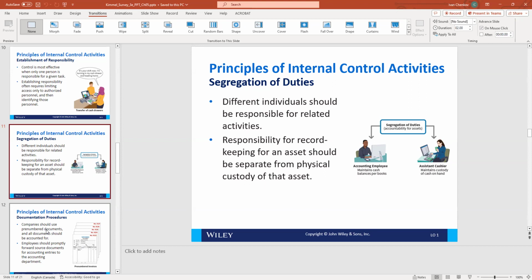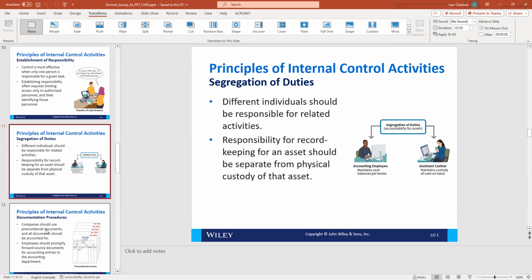So as you can see here, the example of segregation of duty is one person maintaining cash on hand, the other person maintaining the cash balances on the books. So the person who is dealing with the cash in the cash register is not the person running the calculation of the cash in the register. The accounting employee runs that calculation and asks the cashier, this is the cash that you're supposed to have in your cash register, how much do you have? That's how you have the two people responsible for the related activities.